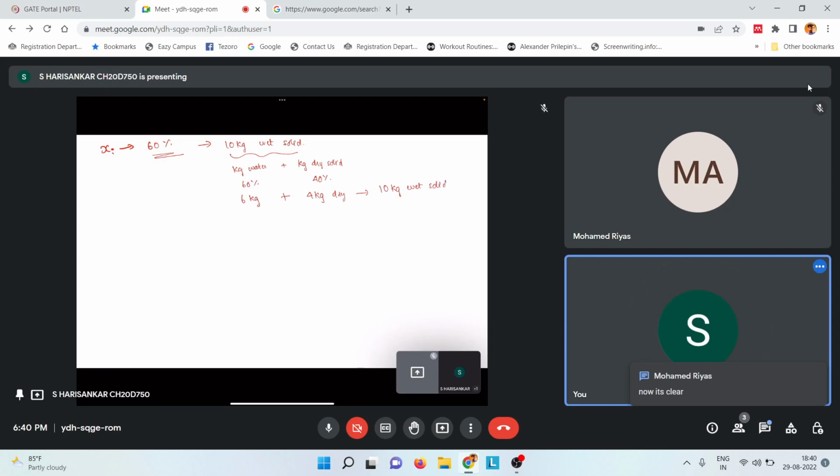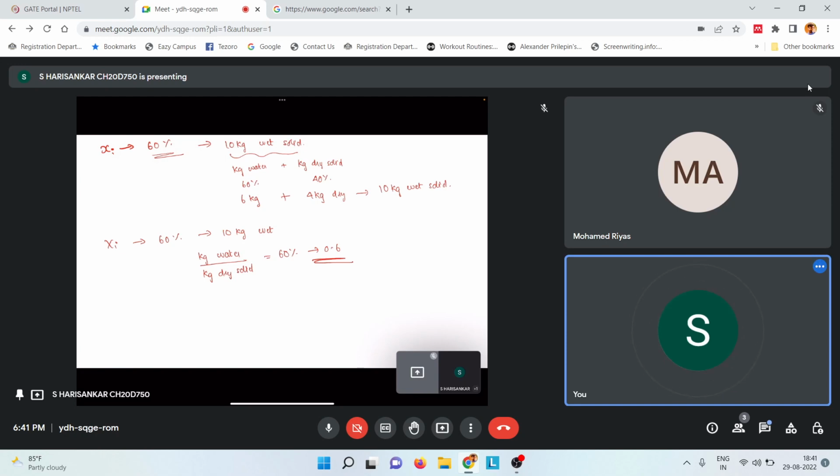So this is an expression of the wet basis. And when it comes to dry basis, let's say the same 60% on dry basis for 10 kg wet solid. Now we said that for dry basis it will be kg of water by kg of dry solid, and this will be 60% or 0.6.